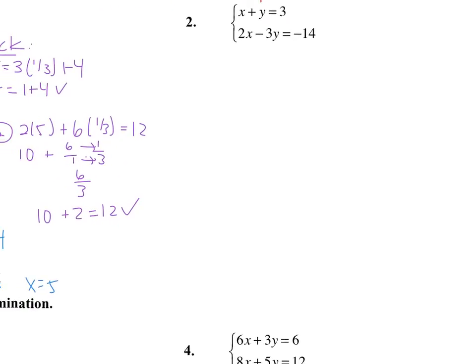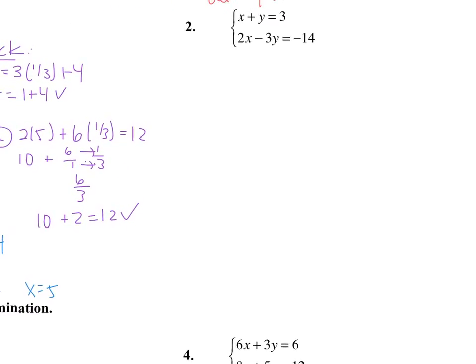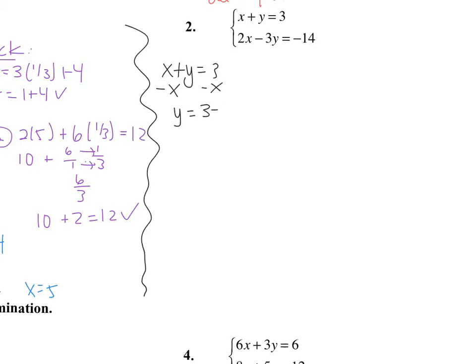Here's example 2. I told you that for substitution, we always want to have x equals or y equals. That was easy with the last example because we had x equals. In this case, we don't. X and y are on the same side for both equations. So looking at that first equation, x plus y equals 3, we can solve for x or y though. Because the last example had x equals, I'm going to solve for y on this example. So I'm going to subtract x, and I get y equals 3 minus x.